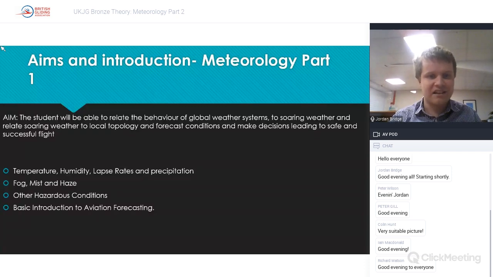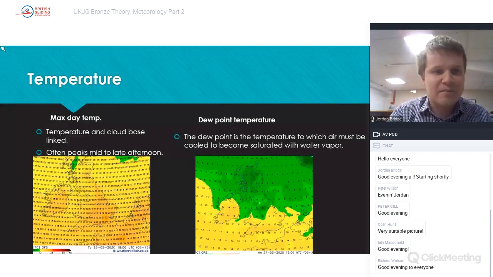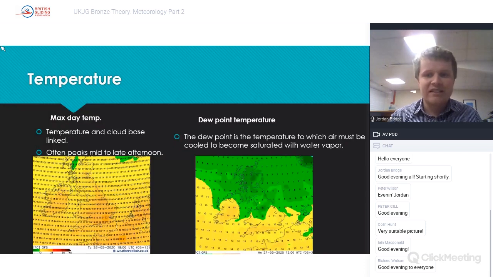So let's make a start. And we look at temperature, first of all. Temperature is effectively the physical quantity for thermal energy, for hot and cold. We generally look at temperature quite in detail in gliding to work out our cloud base. And we're going to look at how we might calculate a cloud base on rough figures a little bit later.